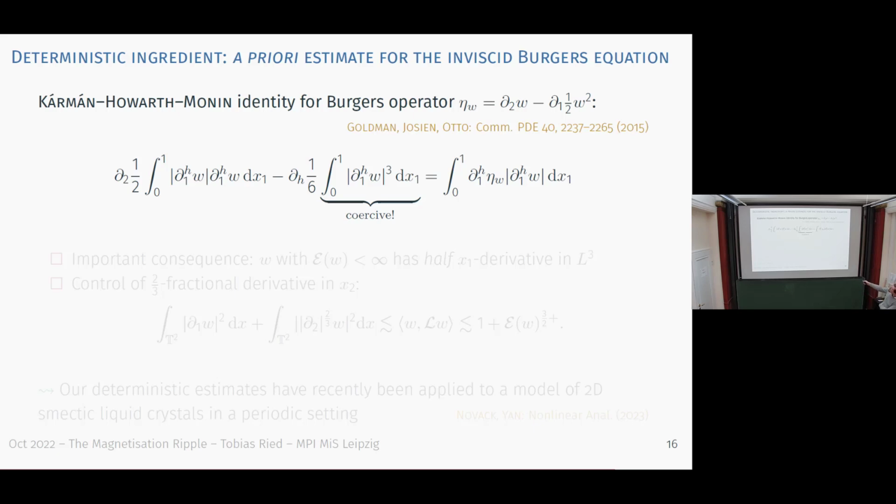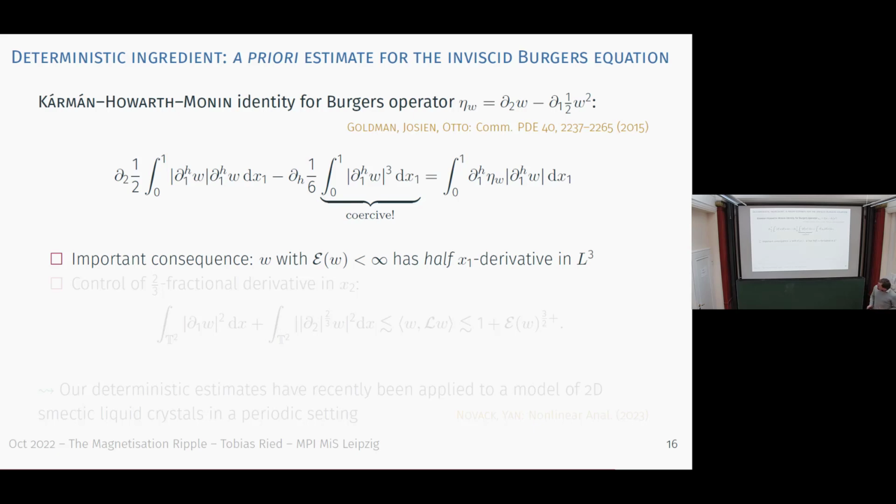You have to be a bit careful about the, so D1H here is sort of a discrete derivative in the x1 direction. If you work things out, what you can see is that on an L3 level, you gain half a derivative. So if the energy is finite using this identity here, what you can show is that your W actually has half a derivative in the x1 direction, which lives in L3.